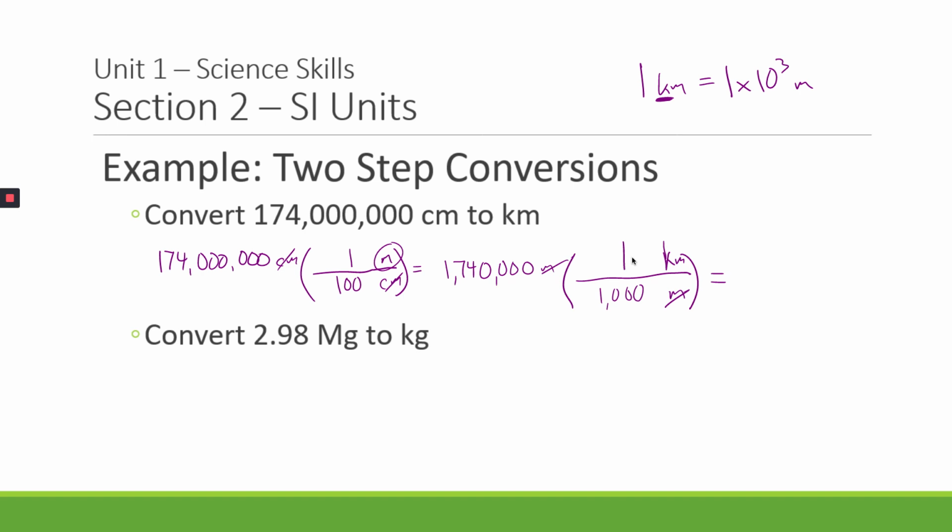1,740,000 times 1 is 1,740,000. Divided by 1,000 is 1,740 kilometers, which is the unit I'm left in. So beautiful. We did that conversion in 2 steps. Once you get good at these steps, you'll do them rather quickly, so it's not like it adds all that much time.